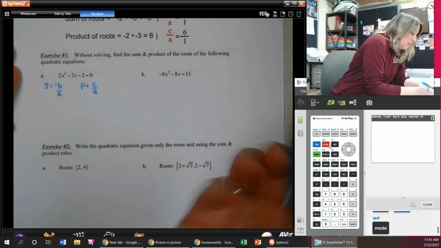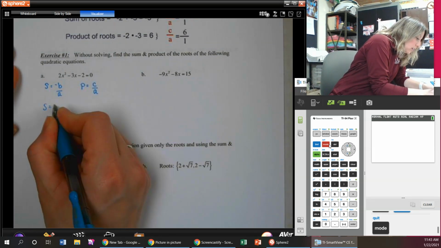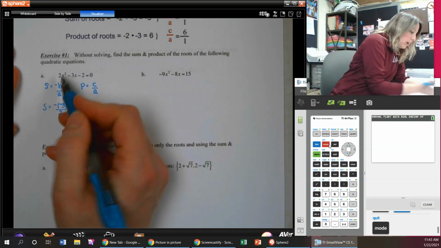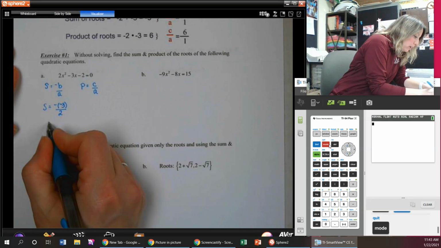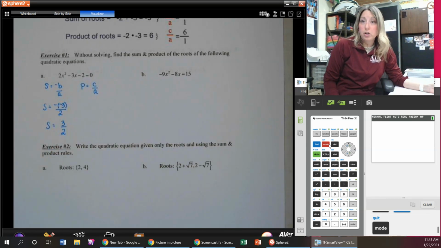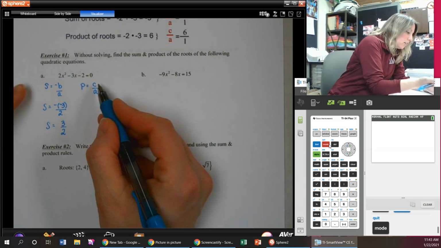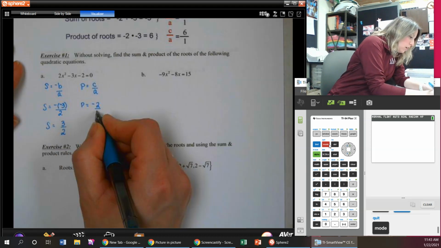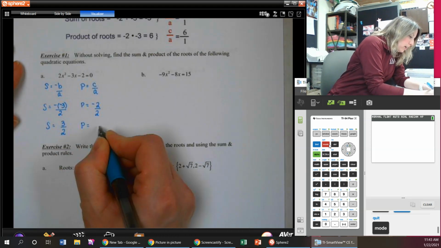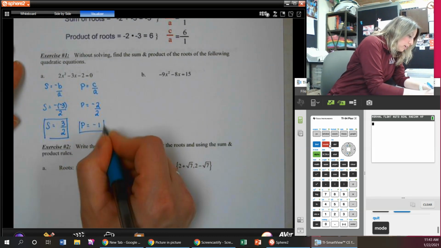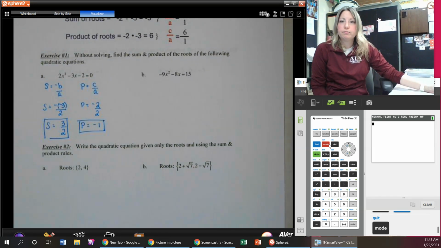So I've got negative of negative 3 divided by 2. My a value is 2, right? So what do I get for the sum of the roots? It's 3/2. There you go. Will you get a fraction? Yeah, it's all right. Here, product of the roots is c, which is -2 over 2. If it can reduce, do it, and we get -1. Your sum is 3/2. Your product, -1.